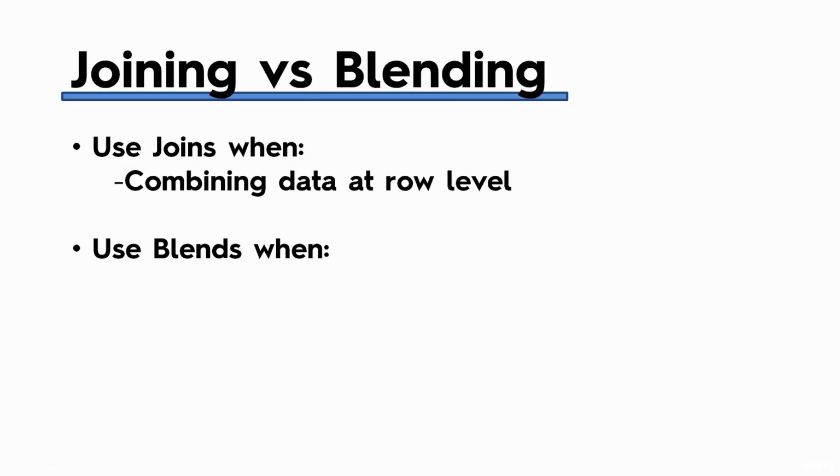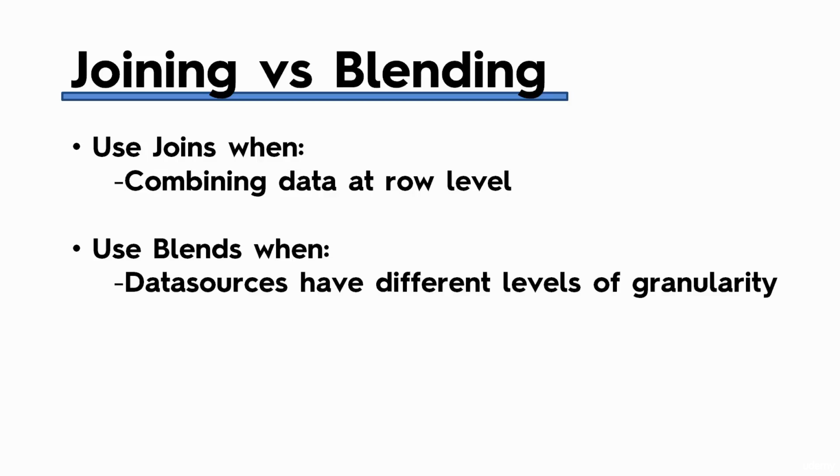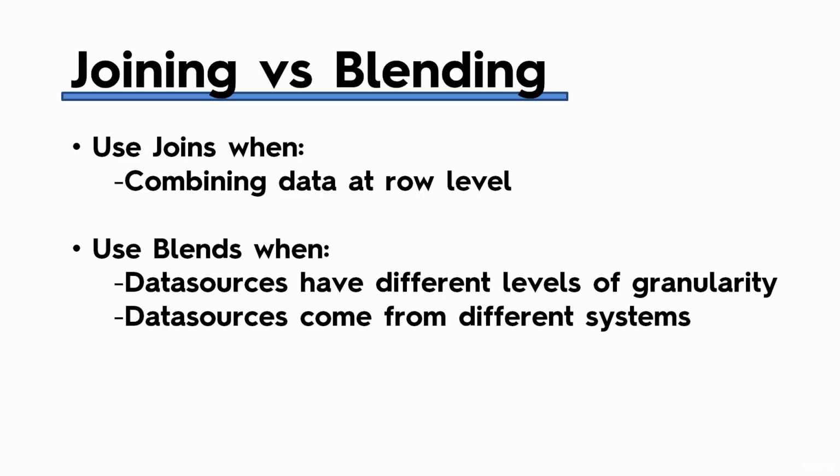You should use joins when you're combining data at a row level, and that's exactly what you're after. And you should use blends when the data sources have different levels of granularity, and therefore if you were to use a join, you would lose some information from your data, and that's not what you want. And also you should use a blend when your data sources come from different systems. For instance, if one is Excel and the other one is SQL, you won't be able to perform a join. You will have to use a data blend.